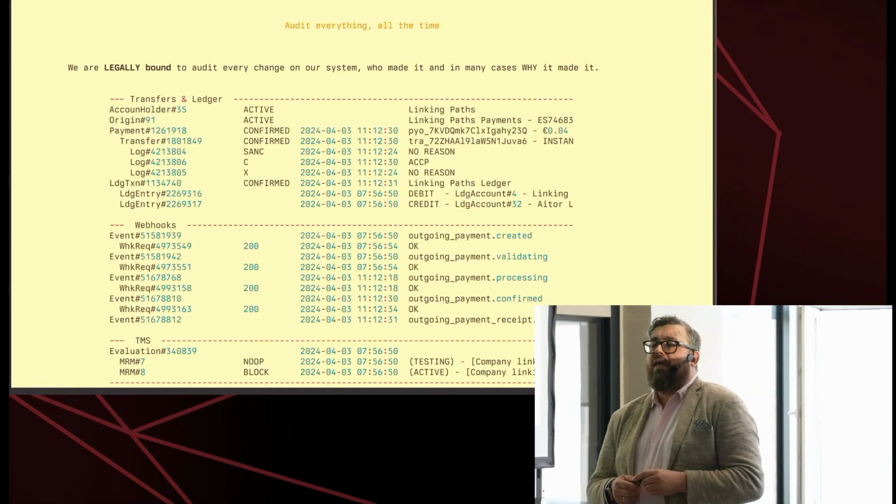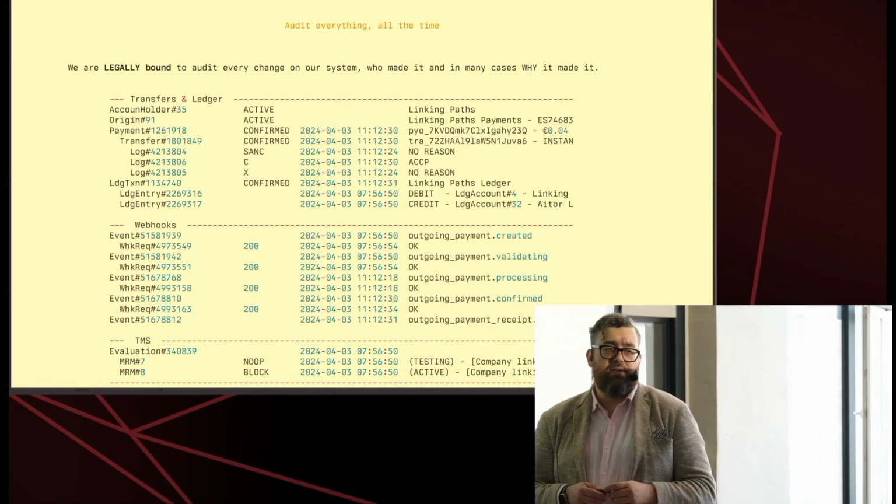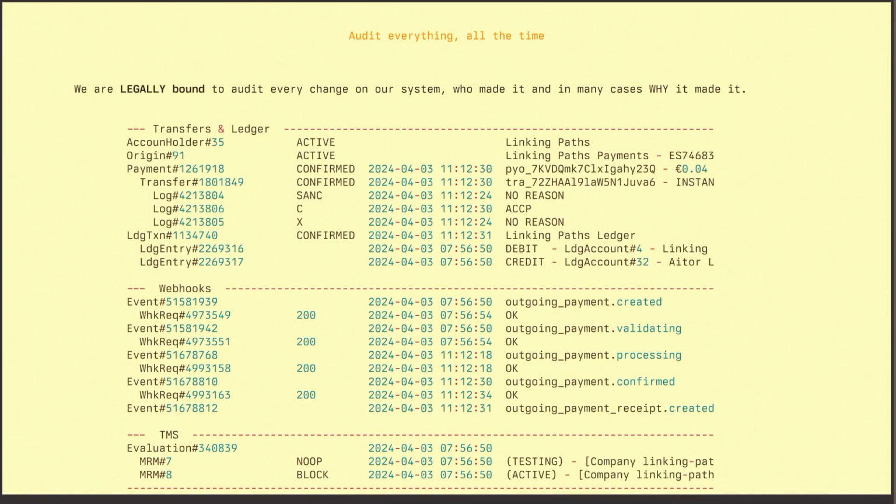We audit everything. Every single thing that happens on the system is audited all the time. When we get a response via webhook, we audit it. When we process a change in the state of a payment, we audit it. We keep a record of everything. We are mandated by law to do it, and there is no way we can avoid it. This is not for the sake of it, but because we are required to.